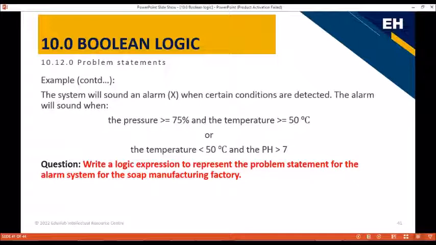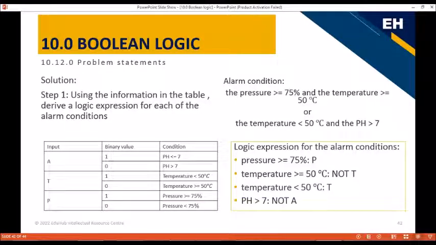The conditions are when the pressure is greater than or equal to 75% and the temperature is greater than or equal to 50 degrees Celsius, or the temperature is less than 50 degrees Celsius and the pH is greater than 7. The question we have here is, write a logic expression to represent the problem statement for the alarm system for the soap manufacturing factory. Solution.